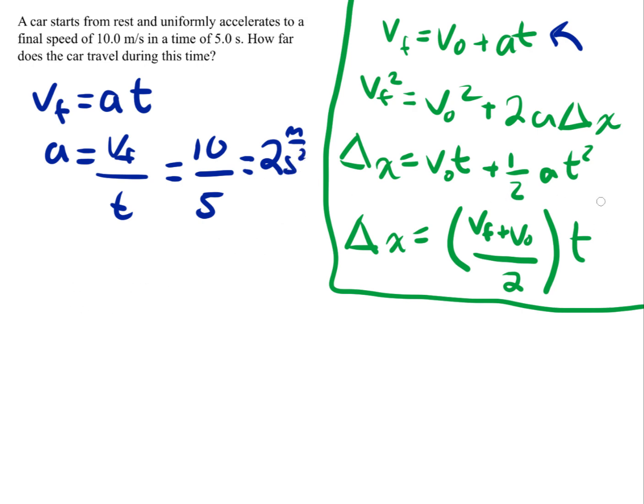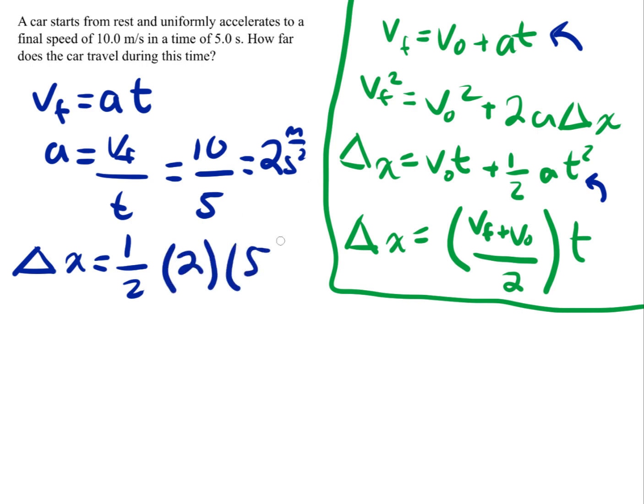Then we can plug it into this part of the equation. The initial velocity is 0, so we can neglect that part. So then the displacement is simply 1/2 of the acceleration, which is 2 meters per second squared, and then the time interval squared. Now if you simplify this, it will just give you 25 meters, and that is how far the car goes.